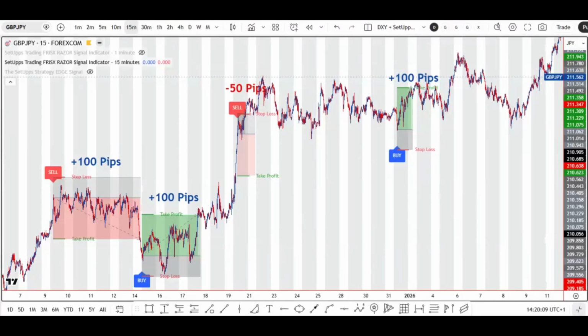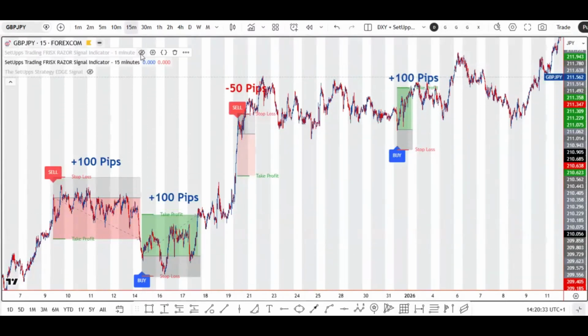Now, if you've watched my previous videos, you'll notice that I only trade GU and gold. For those that are not familiar with trading, GU is the British pound against the dollar, also called a cable, or gold, which is XAU USD. Normally I'm a scalper and an intraday trader, so I tend to use the Razor on the 1 minute.